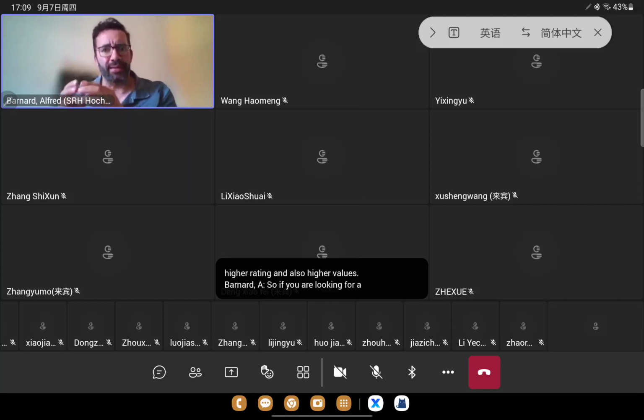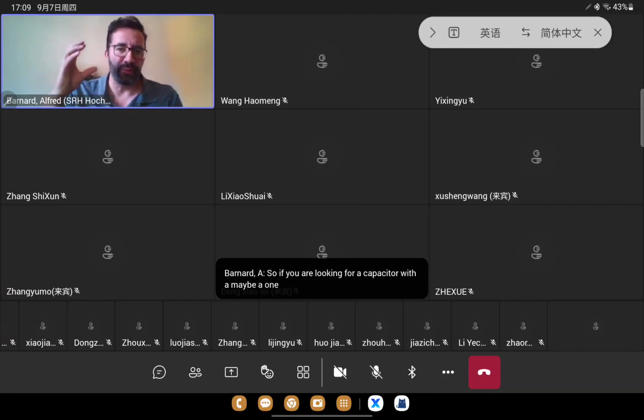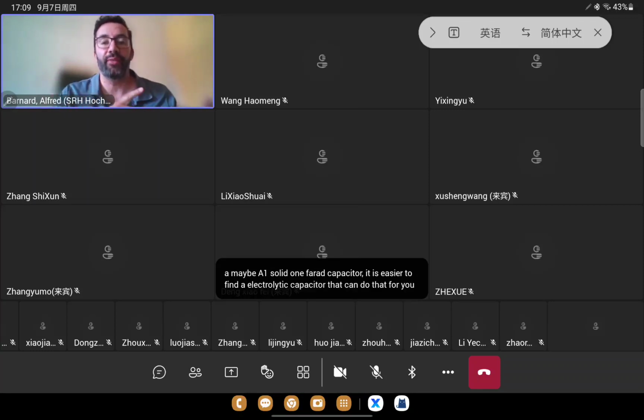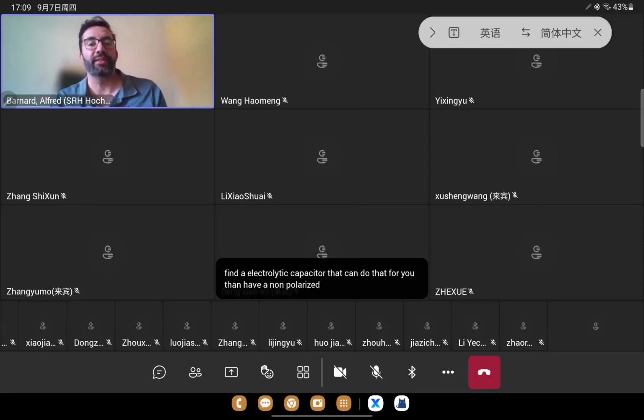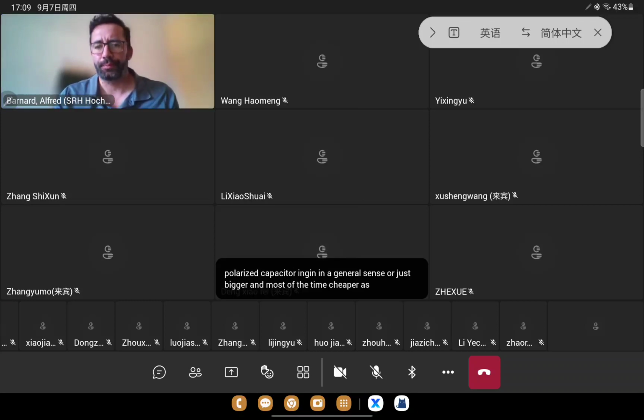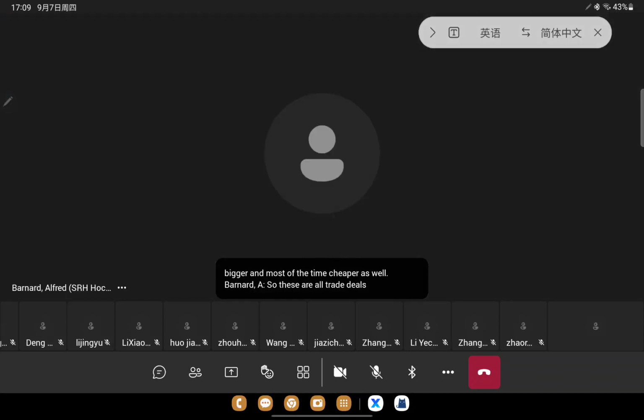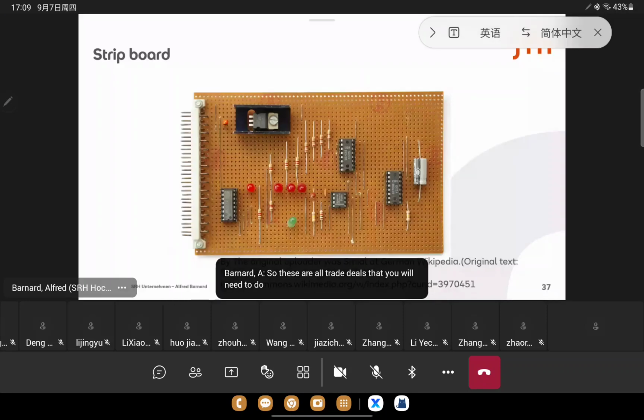So if you are looking for a capacitor with maybe a solid 1 farad, it is easier to find an electrolytic capacitor that can do that for you than a non-polarized capacitor, because usually they come in micro, pico, or nano variants. But the polarized capacitors in a general sense are just bigger and most of the time cheaper as well. So these are all trade-offs that you will need to make in circuit design.